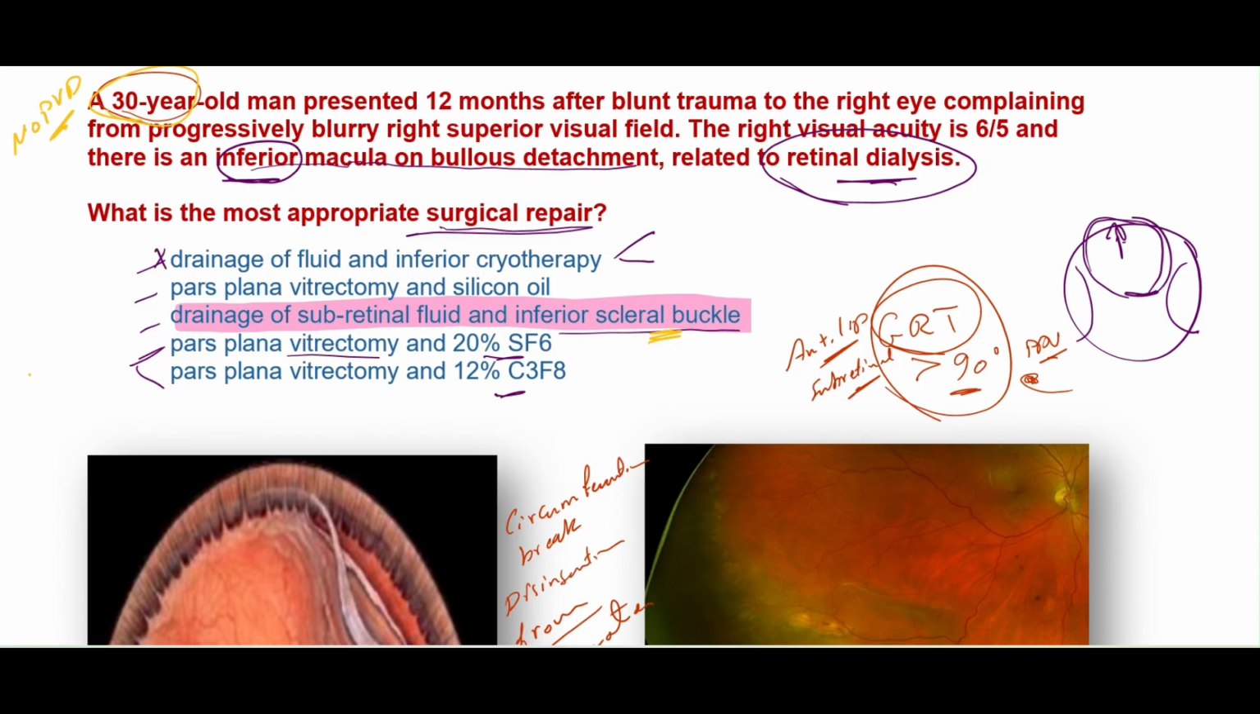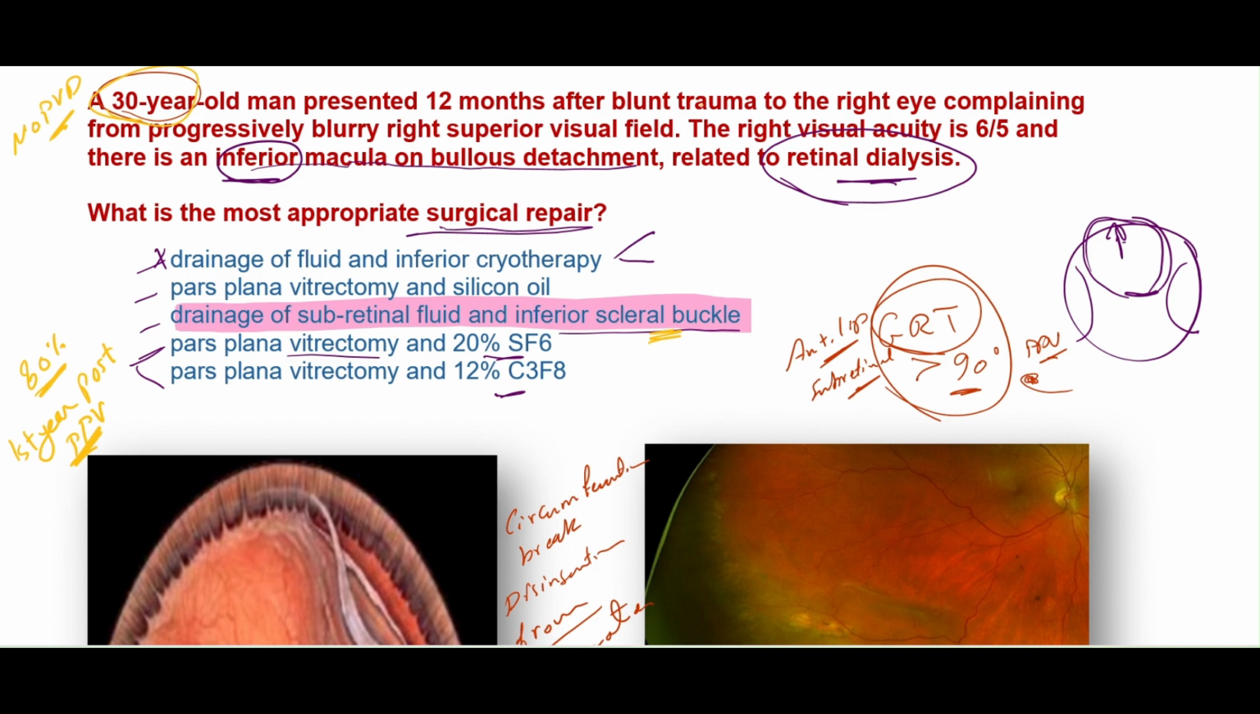So 80% develop significant cataract or need cataract surgery within the first year post PPV. This is something that you can't avoid, but after scleral buckling you don't get this cataract.